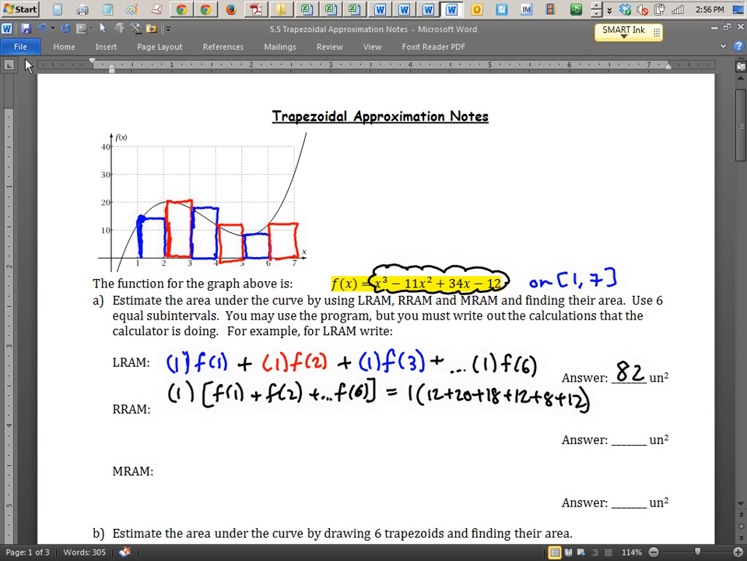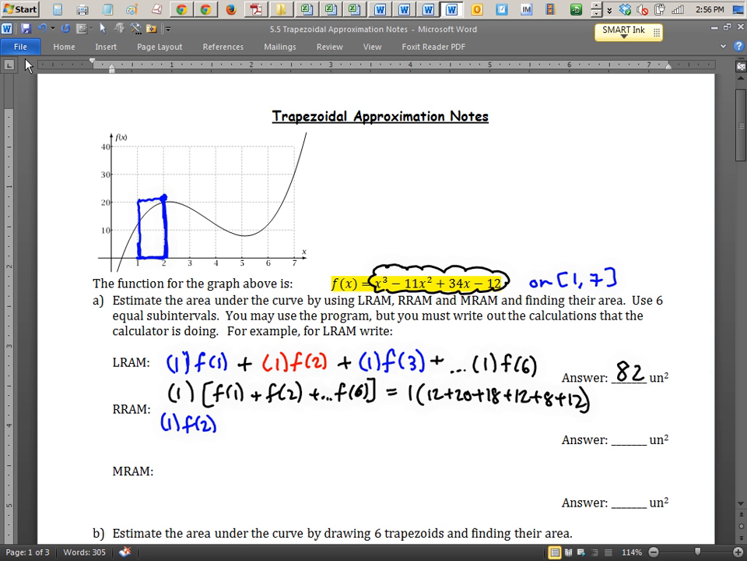Okay, we can do the same thing using the RRAM method. The difference is kind of where we start everything, right? So let's go ahead and take a look at that construction real quick. So the idea on this one is you start on the right side of the first interval. Remember, we're still going from 1 to 7, so our first rectangle is still here, but we want the right endpoint of it to bump up against the curve, not the left endpoint. So this first one has area 1 times f of 2, not 1 times f of 1.